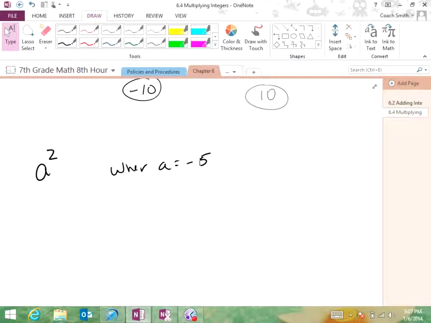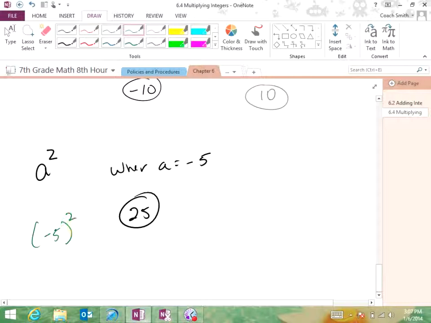Okay, Haley. 25. That is correct. Now, here's what you have. A to the second power means you have negative 5 raised to the second power. This is negative 5 times negative 5.